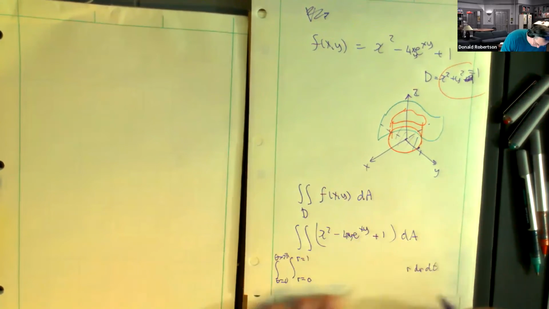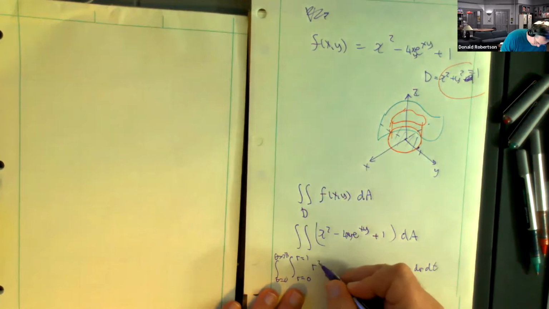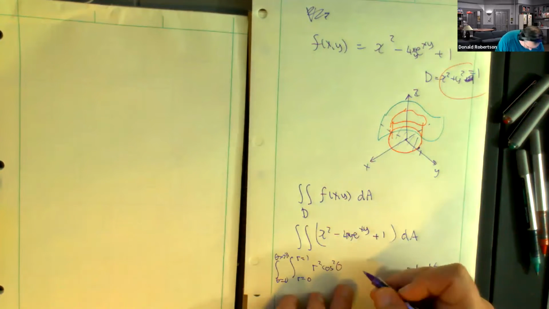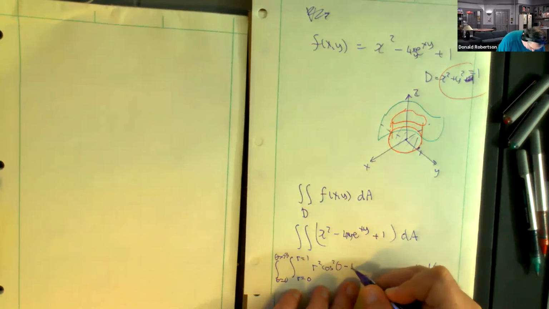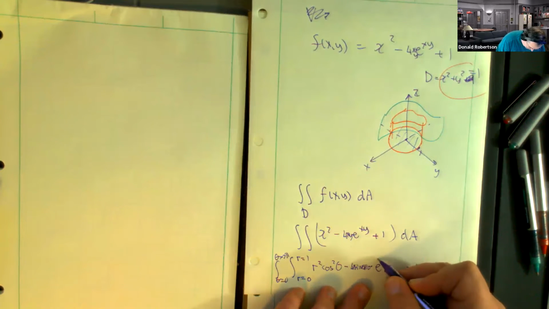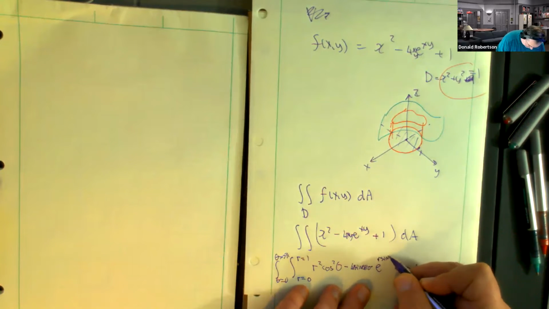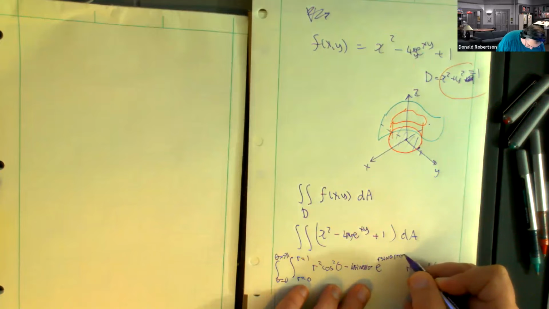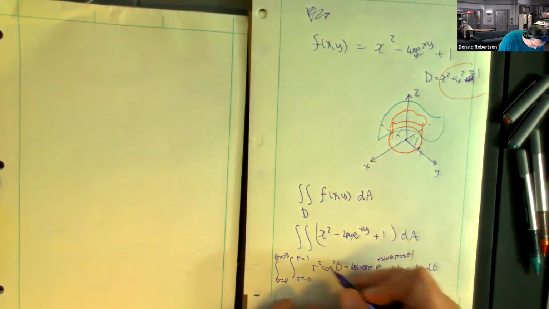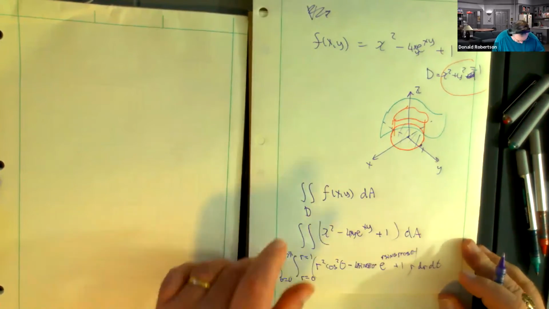And x squared is going to become r squared cos squared theta. And this guy is going to become -4 sine theta, r sine theta, r cos theta. And this is going to be e to the r sine theta, r cos theta, plus 1. I'm regretting putting that e in there. It's too late now.